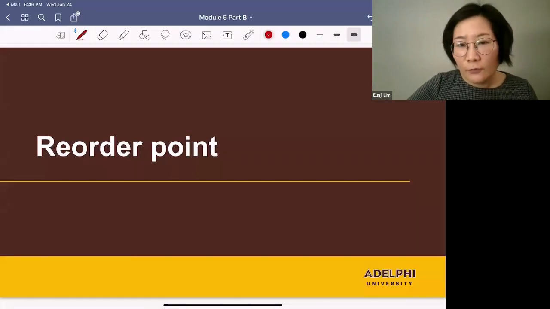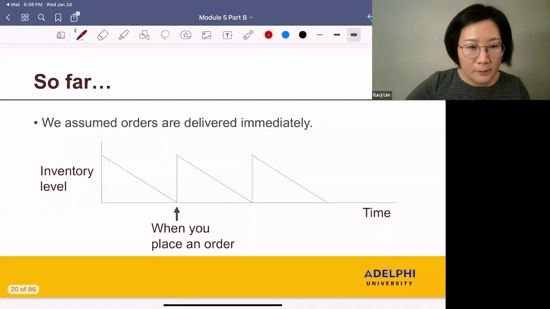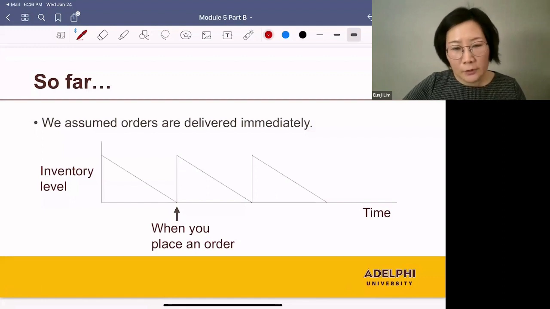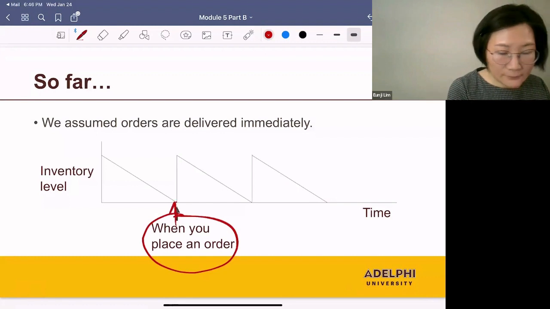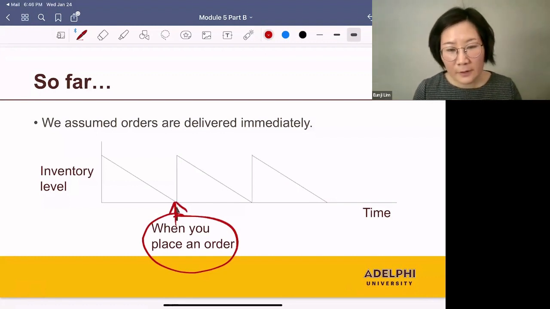Let's talk about the reorder point. So far, we assumed orders are delivered immediately. In other words, the delivery lead time is 0. In that case, we can just place an order when we run out. But this is not realistic.